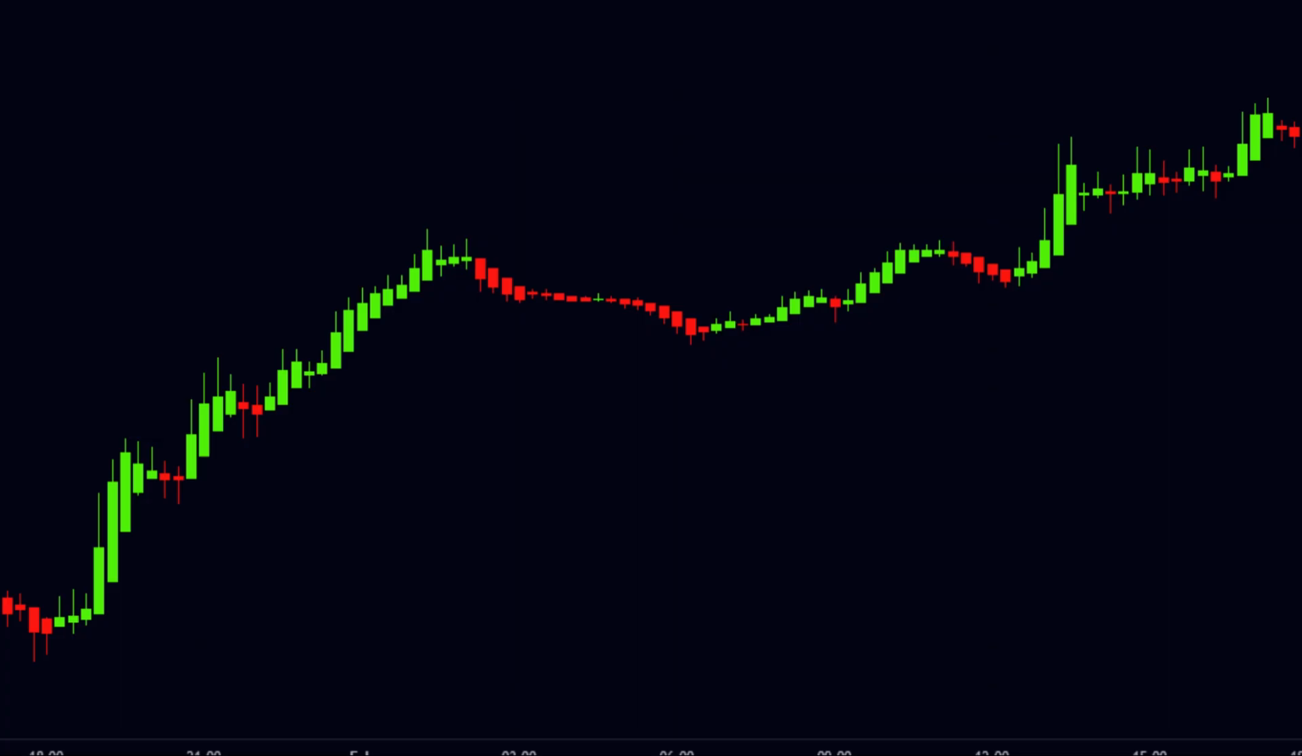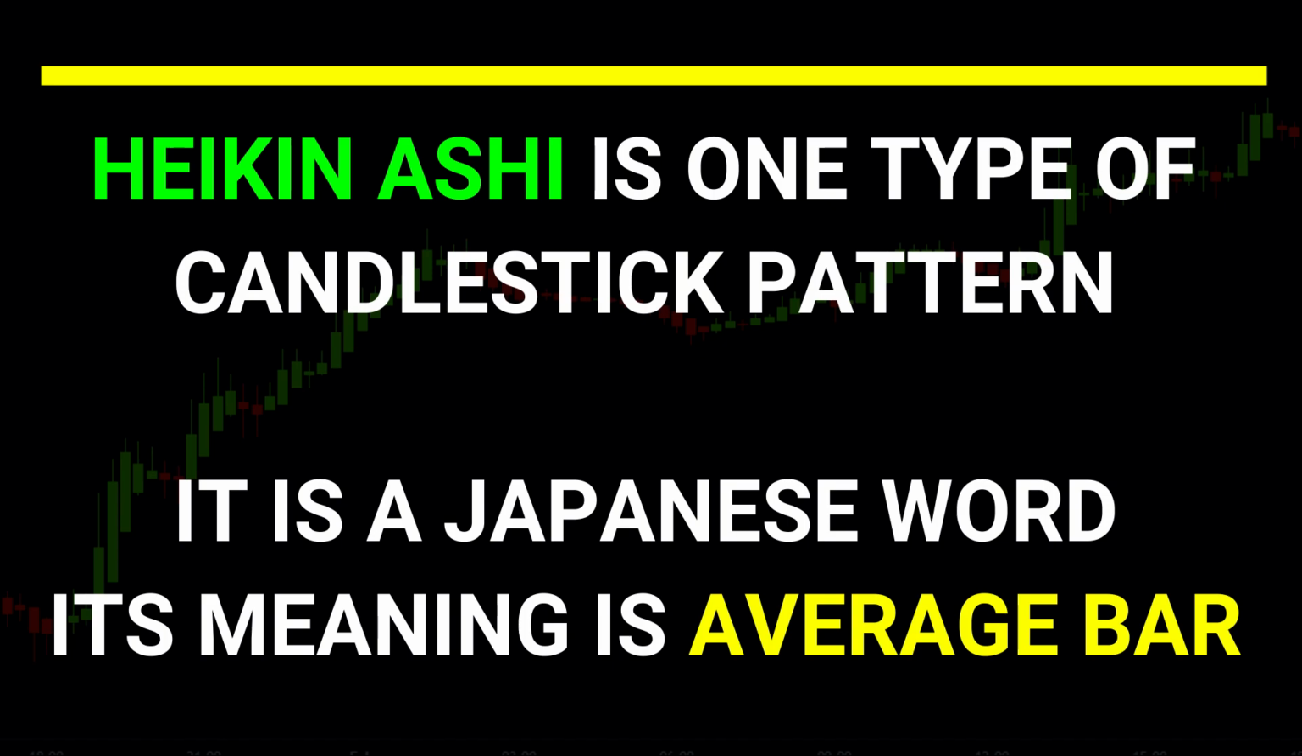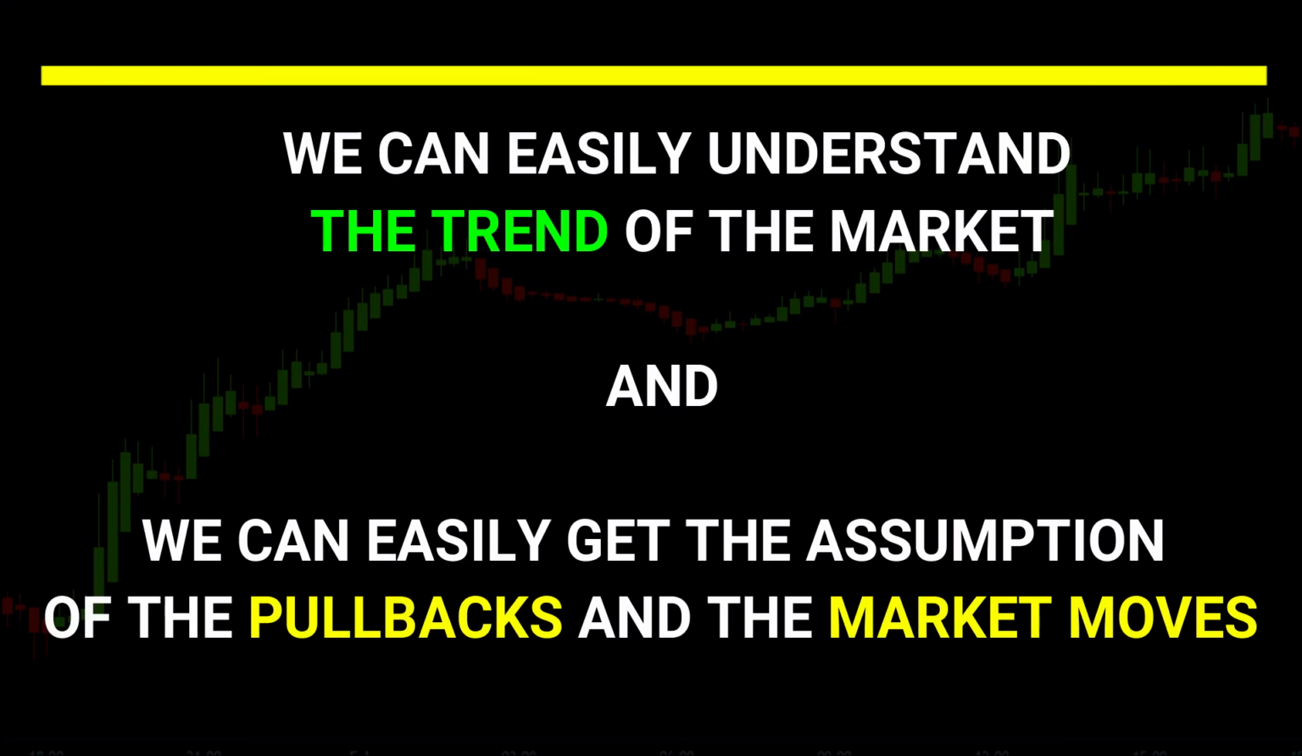Now let us understand about the Heikin Ashi. Heikin Ashi is one type of candlestick pattern. It is a Japanese word, and its meaning is average bar. Heikin Ashi uses the average price data, thus it refines the noise of the market and can show a very smooth chart. So, with the help of this Heikin Ashi chart, we can easily understand the trend of the market and we can easily get an assumption of the pullbacks and the market moves.